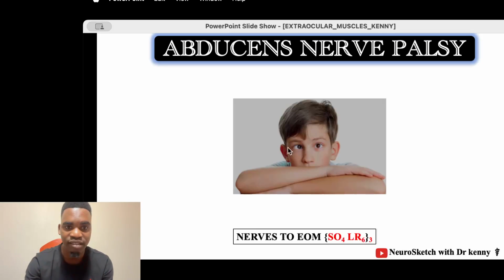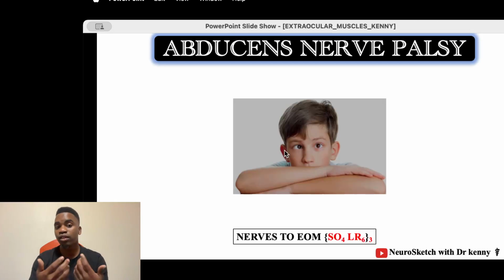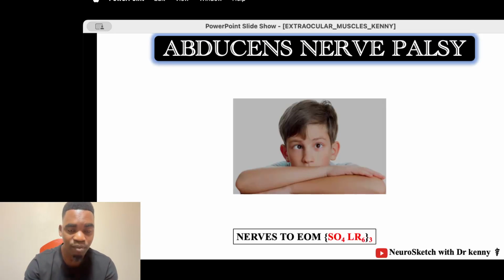If it has deviated medially, it means we have no action on the lateral rectus on the right side. Correct? So maybe most of you thought that would be the case. Of course, it could be the case. I'm not sure, because we need to inquire more information from the patient.